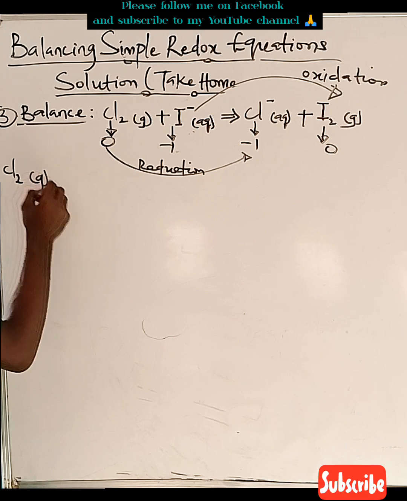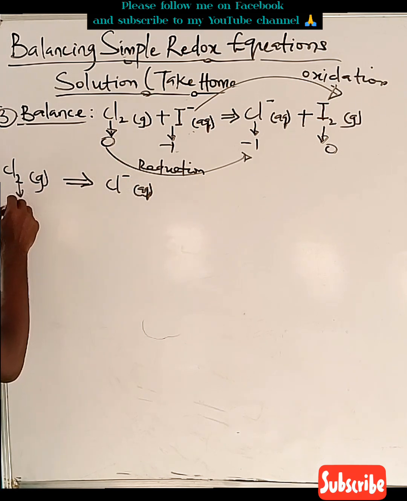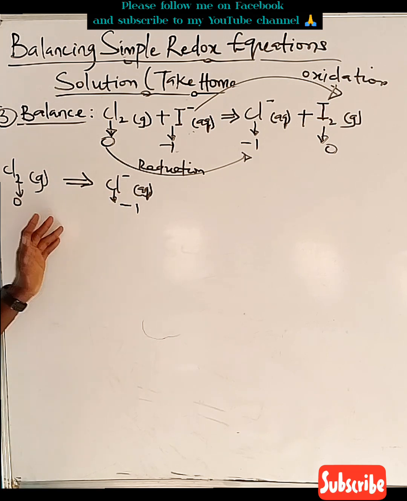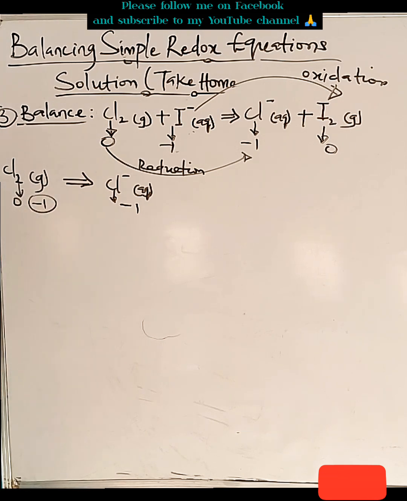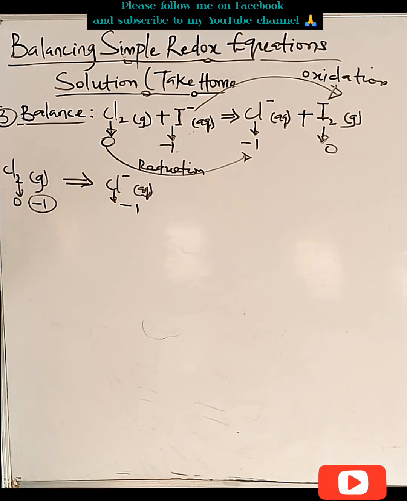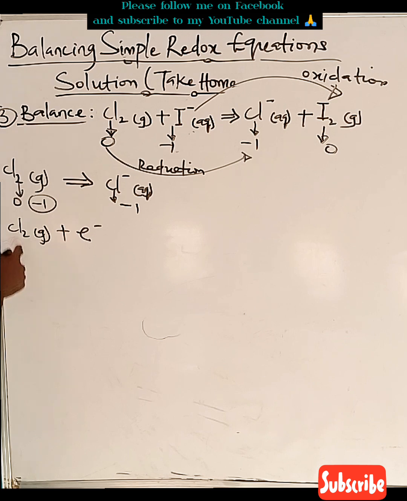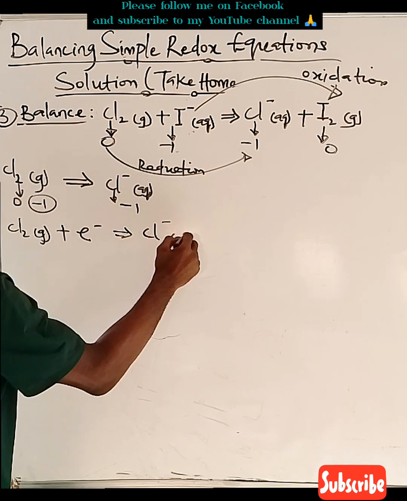So Cl2 gas gives us Cl minus aqueous. From 0 down to -1, which is a reduction. So how do we explain this? How did we move from 0 to -1? It means we have a -1 attached to this. So how do we attach -1? We do that by adding an electron to what we have here. So Cl2 gas plus an electron. Don't forget Cl 0 plus an electron is naturally -1. So 0 plus -1 is -1. So we end up getting this Cl minus aqueous.